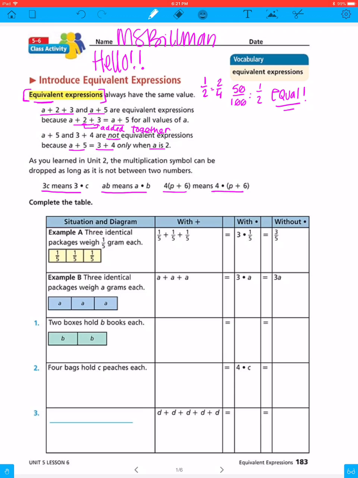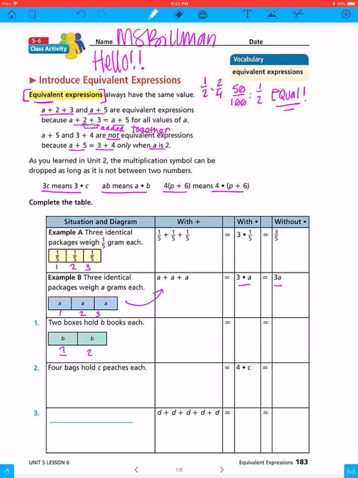So things to keep in mind, there are multiple ways to write multiplication, like 3c, 3 multiplied by c, that kind of thing. So 3 identical packages weigh 1/5 of a gram each. That was example A. Example B is 3 identical packages weigh a grams each. And you can notice they did a plus a plus a. So that's where they got that.